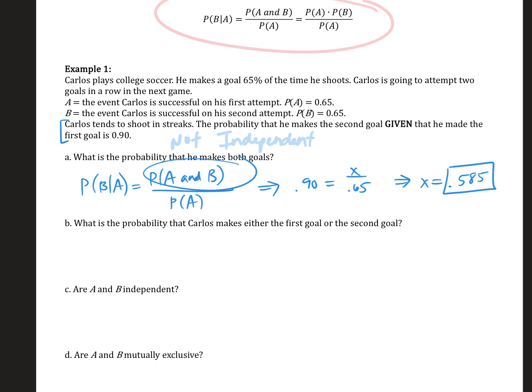Is that okay? Okay, what is the probability he makes either the first goal or the second goal? So this is the probability of A or B. We learned this last class. Anyone remember the formula? Probability of A plus probability of B minus probability of A and B. We're given 2 of those in the problem. You just solved for the third.